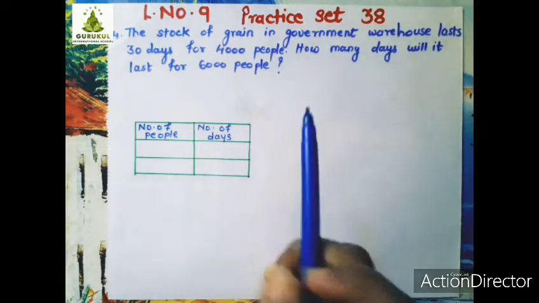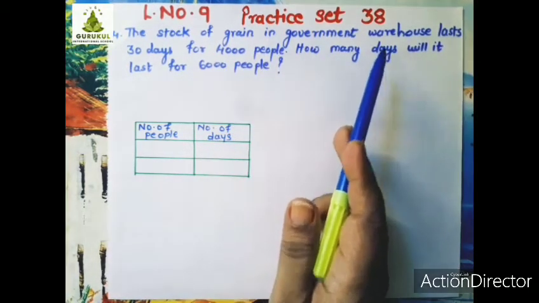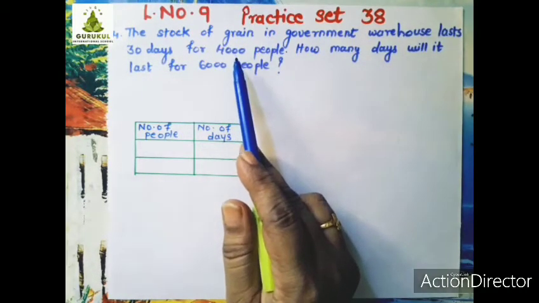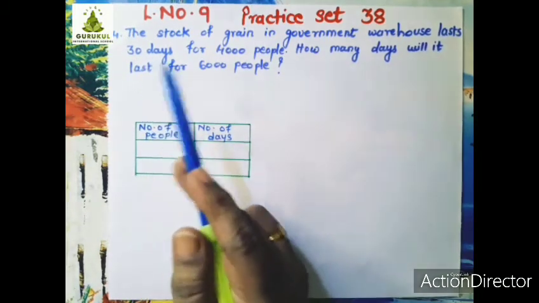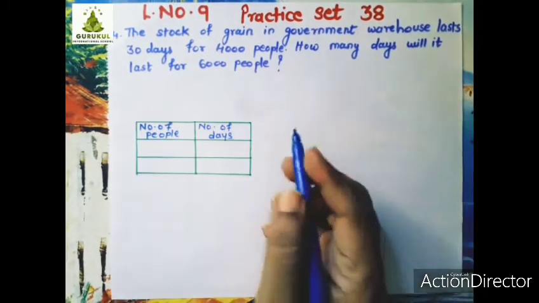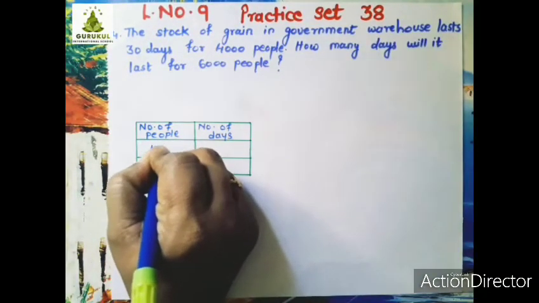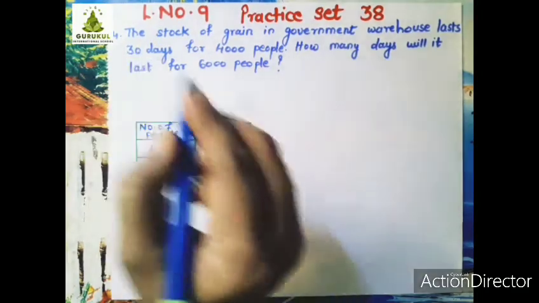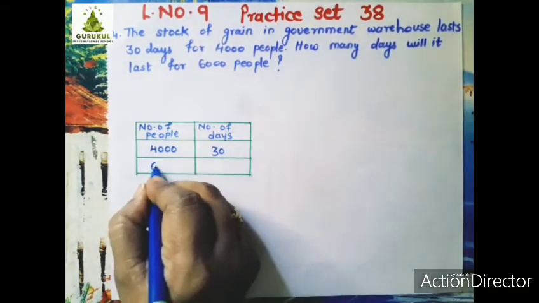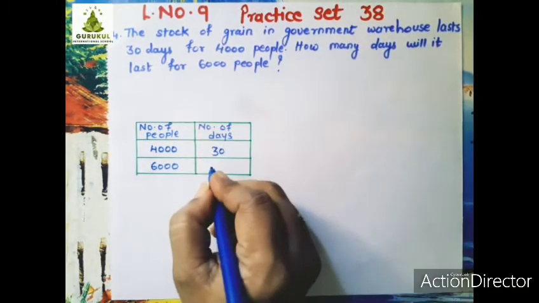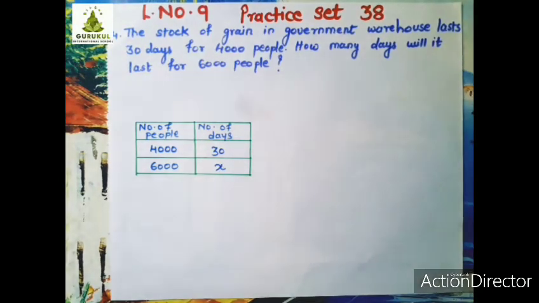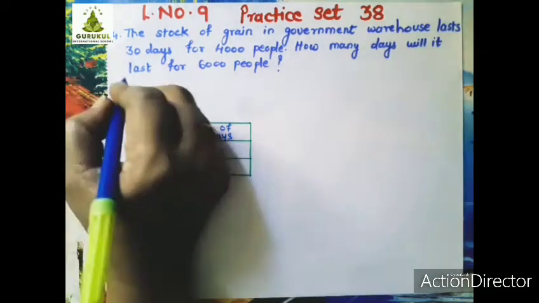What they have given is that the stock of grain in the government warehouse lasts 30 days, meaning if 4,000 people use that grain, it lasts 30 days. How many days will it last for 6,000 people? Initially, if the number of people is 4,000, it lasts 30 days. Now if we increase the number of people, obviously the number of days will decrease, and therefore it is an example of inverse proportion. So we will write here the solution.